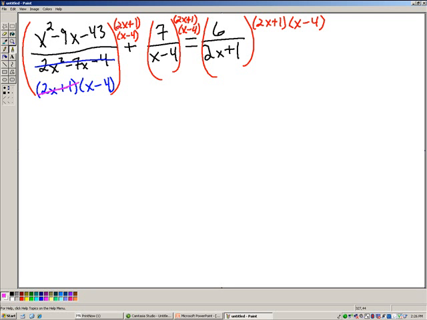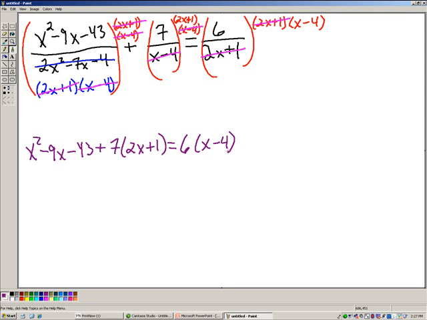So when we multiply everything by the common denominator, we will see that the 2x plus 1 and the 2x plus 1 cancel. The x minus 4 and the x minus 4 cancel. This x minus 4 and that x minus 4 cancel. And this 2x plus 1 and that 2x plus 1 cancel. And that's going to leave us with, in the first rational expression here, only the numerator, x squared minus 9x minus 43. With the next rational expression, we'll be left with 7 times the quantity 2x plus 1. And with the last rational expression, we'll be left with 6 times the quantity x minus 4.